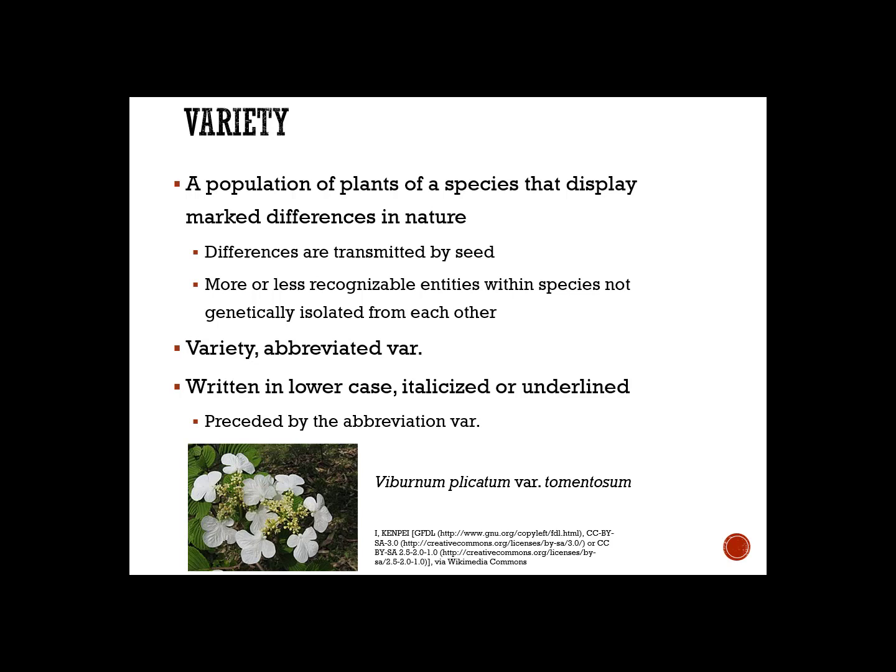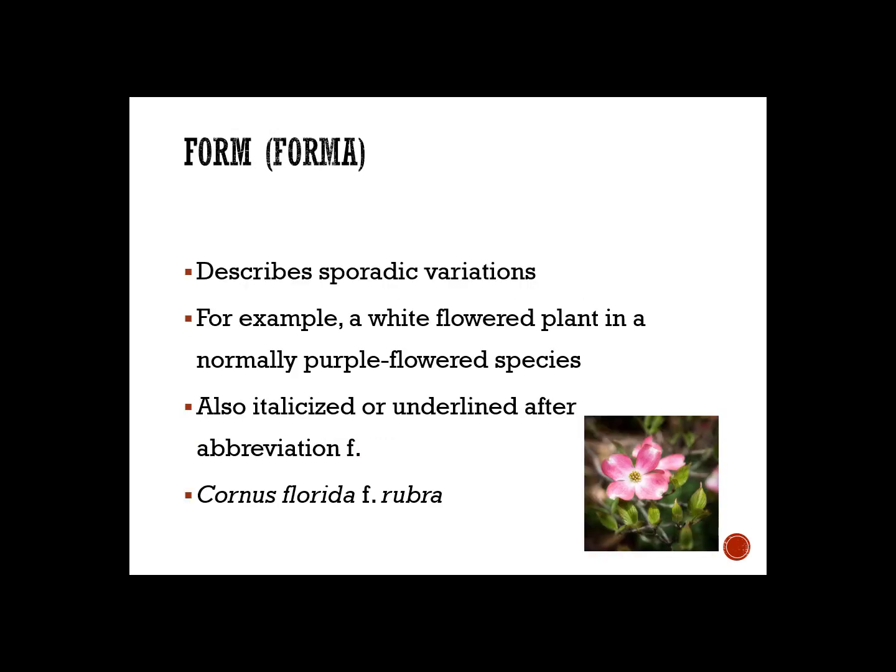Within variety, we have a population of plants of species that have marked differences in nature. These differences are transmitted by seed, and they're more or less recognizable within a species. They're not genetically isolated from each other. When writing it out, variety would be abbreviated VAR. It's written in lowercase, italicized or underlined, and preceded by the abbreviation VAR. So in this case, we've got Viburnum plicatum, variety tomentosum.